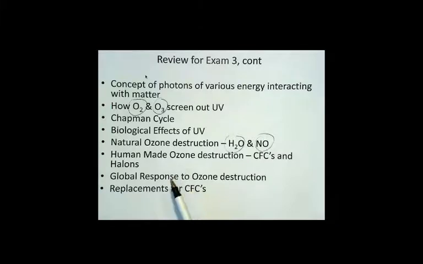So you need to be mindful of that, and then just read over the global response to the ozone destruction. Be familiar with, for example, the Montreal Protocol, or just that there were big meetings that occurred and that people agreed on a global scale to do something about the problem. And then as a result of all these meetings and recognition that there was a human-made problem, there obviously are replacements for CFCs, and you should be aware of that.